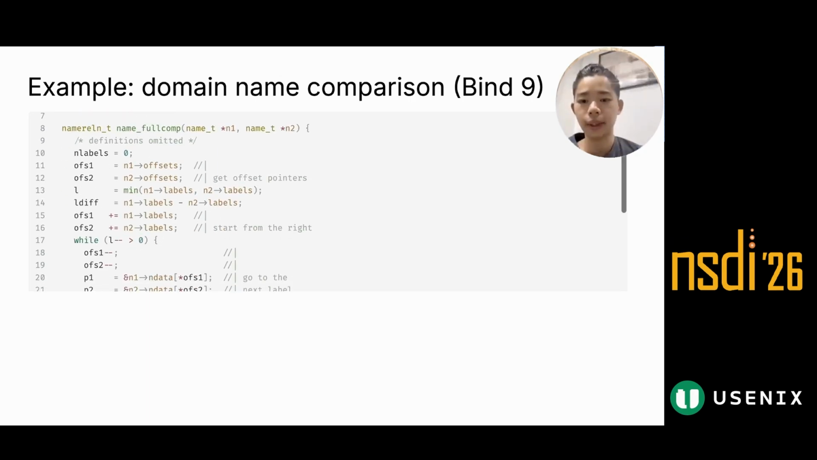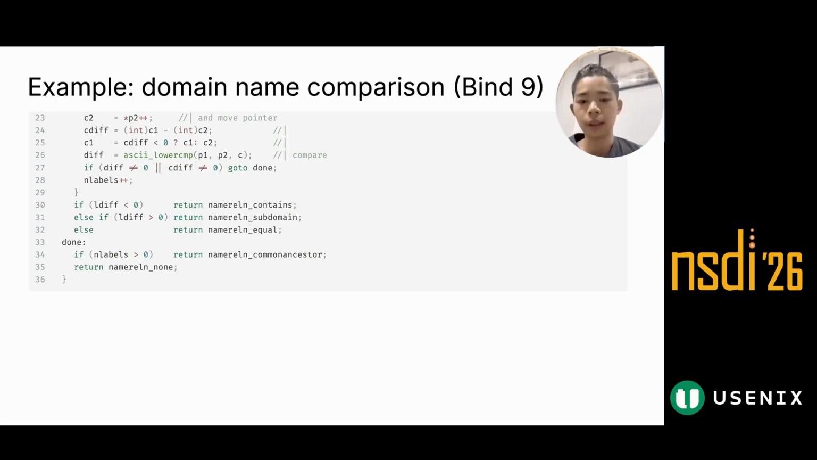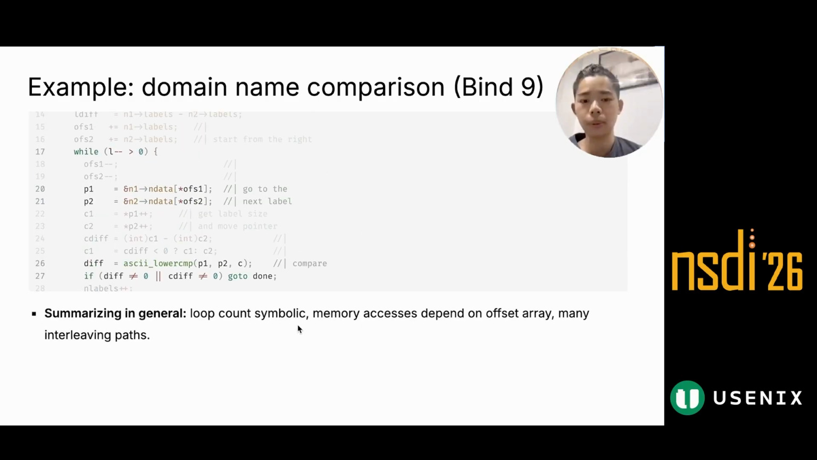As we can see, this is very much low-level and performance-optimized code. Now, summarizing this function in general would be very hard. The loop count here depends on the name length, and the memory accesses depend on the offset array, and there are many interleaving paths.